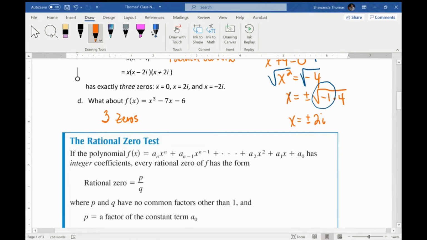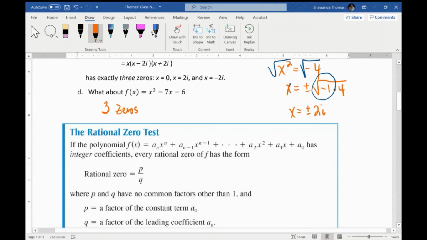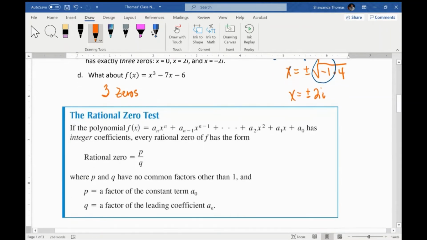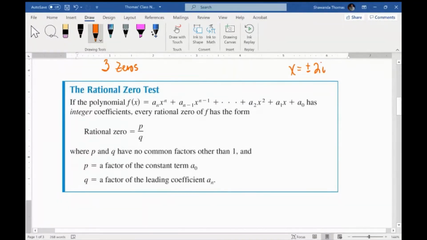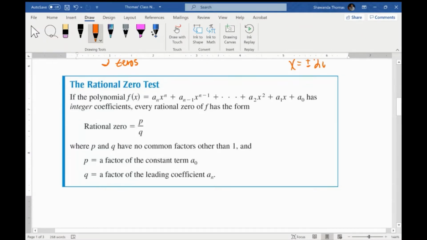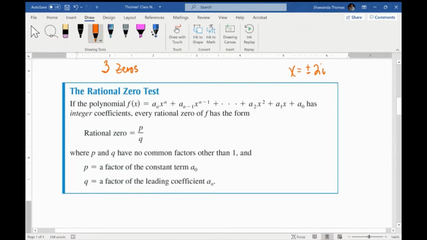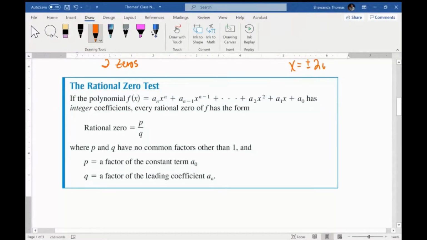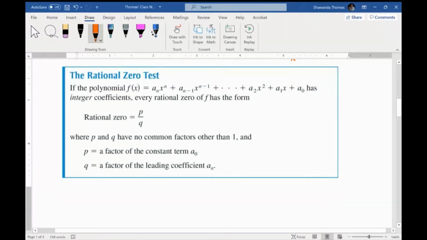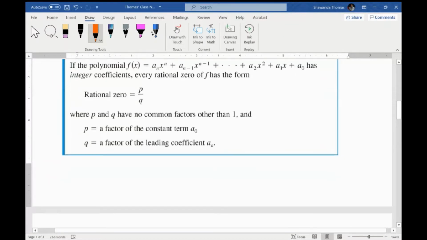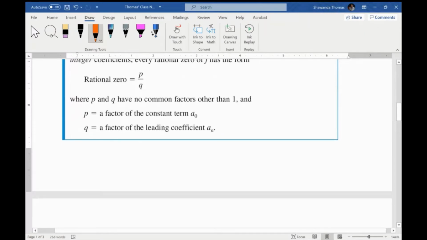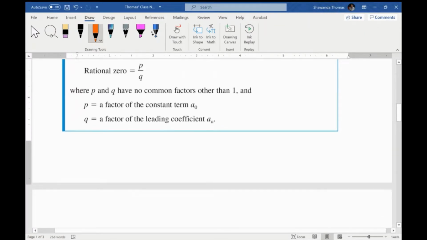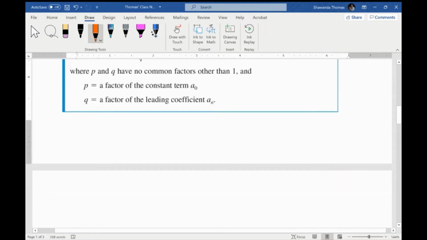Now for D, it's cubed, so we have to come up with a whole other method to figure out what the zeros are. So that's why someone came up with something called the rational zero test. If the polynomial has integer coefficients, every rational zero of that function has the form rational zero equals P over Q, where P and Q have no common factors other than 1, and P equals a factor of the constant term, and Q is a factor of the leading coefficient. I'm about to explain that because I know that didn't make any sense.